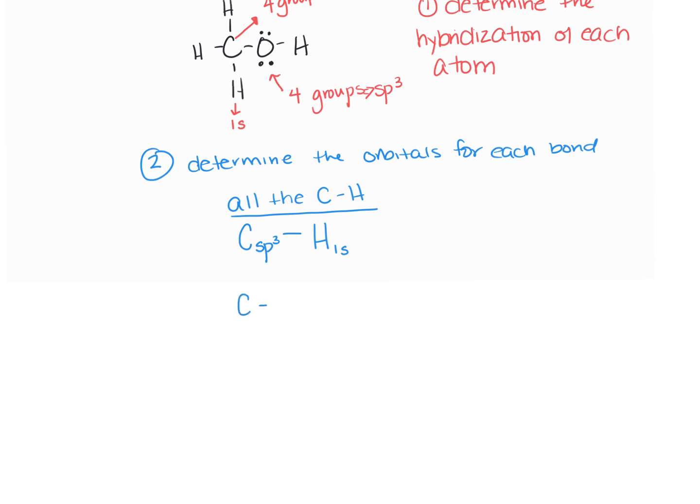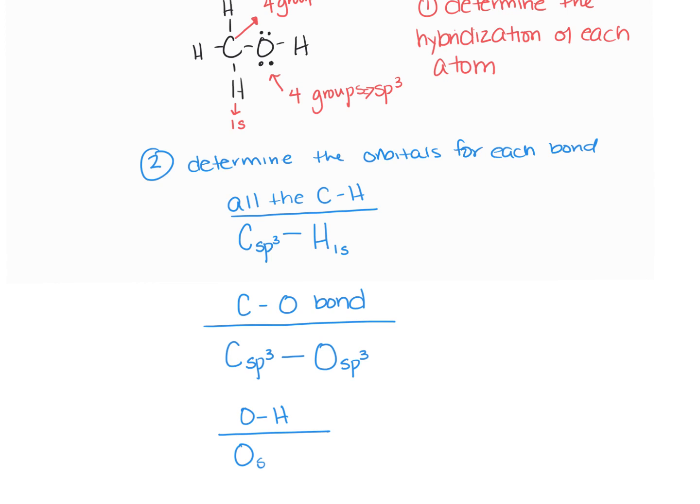For the carbon-oxygen bond, you have to look at the hybridization of each. The carbon is still sp3, and it's bonded to an oxygen that is also sp3. So those are the orbitals that make up each bond. Then for the oxygen-hydrogen, we say that oxygen is sp3, and we know the hydrogen is 1s. So you look at the hybridization of the 2 atoms that create the bond to determine the orbitals used to form each bond.